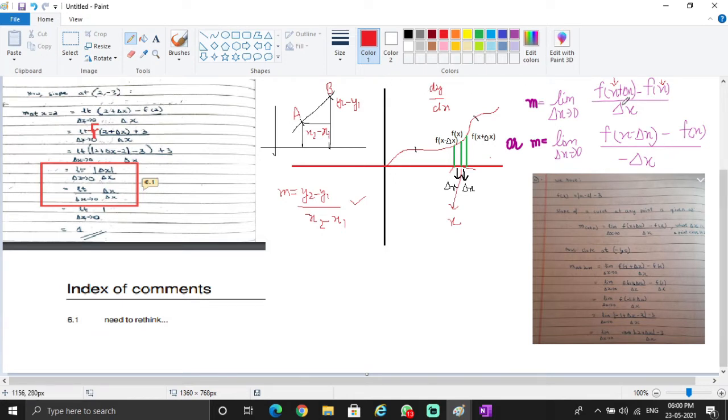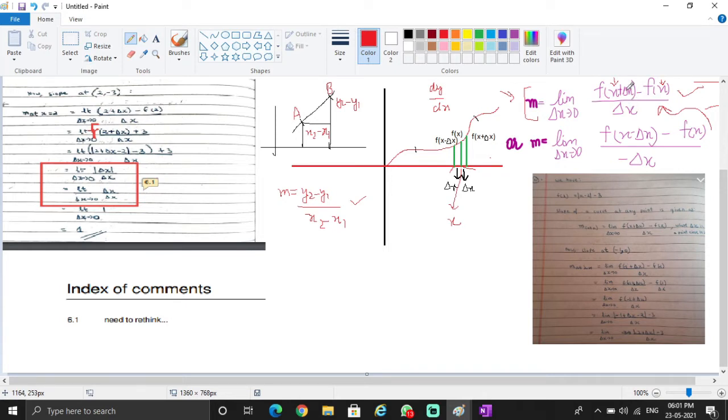Now, if we have to express this by a single expression, we can say that it is this one, where delta x can be positive and negative. Here we can say that this is the slope of any curve where delta x can be positive and negative. So you have to keep in mind that we are finalizing this as the formula for finding the slope, where delta x can be positive and negative.